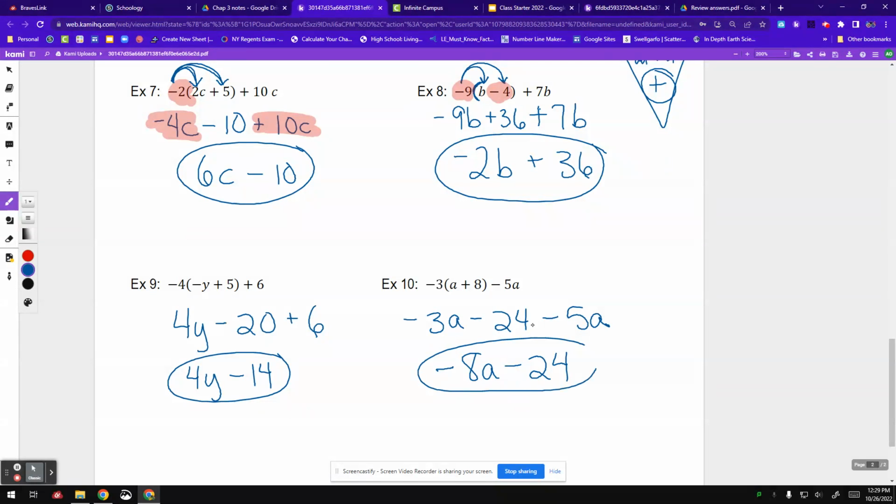And there you have it. If you have any questions on any of those, please let your teacher know so that we can help you figure out this process while you're not in school.